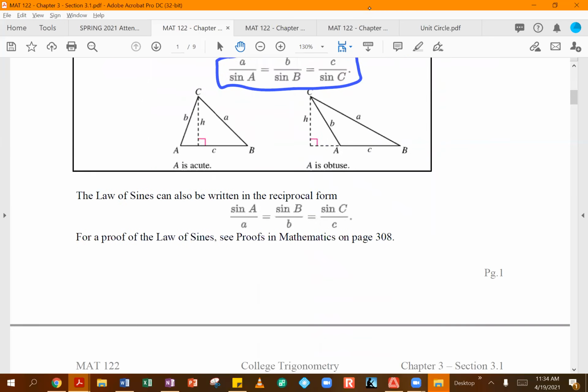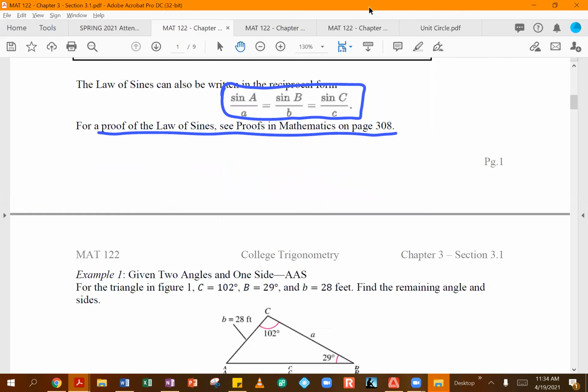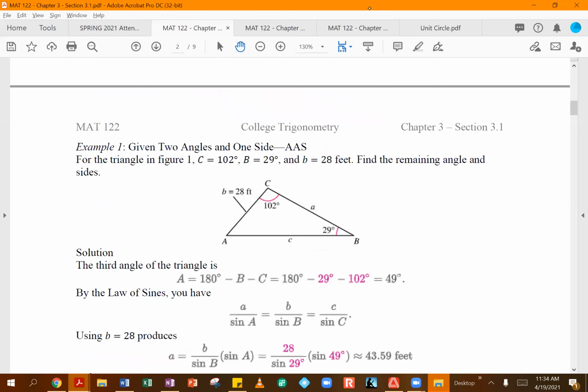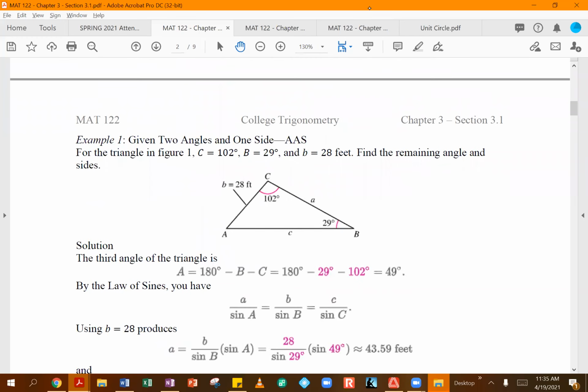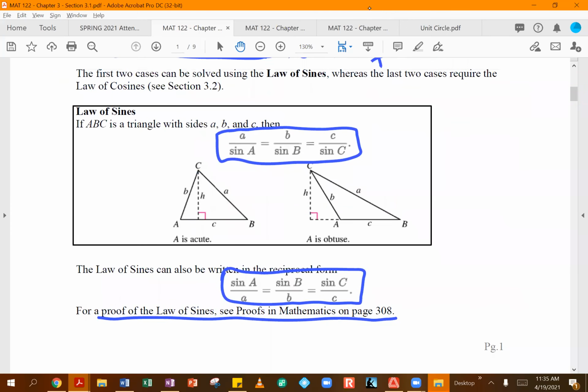You can obviously take the reciprocal of those fractions and that will convert into this format, but it's just the same thing. This is also your law of sines. We're just inverting our fractions. And if you want to see the proof, you can look at page 308 of your textbook to see why this works. So let's talk about the different types of triangles we may have and how we can go about solving them. We'll keep our law of sines handy so we can use that.